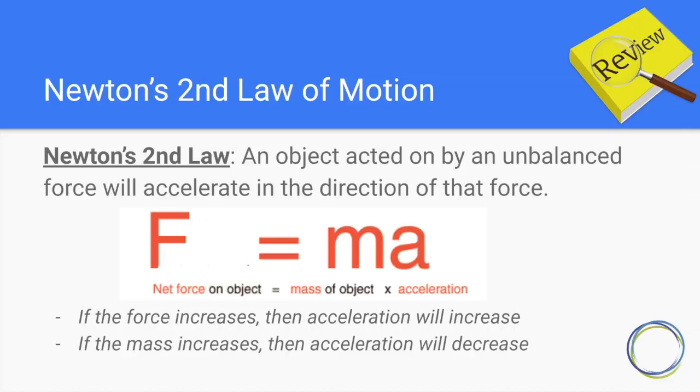So the last time we took notes, we wrote about Newton's second law of motion. An object acted on by an unbalanced force will accelerate in the direction of that force. So we've looked at some examples that if the force increases, then the acceleration will increase. And if the mass increases, then the acceleration will decrease. So now you're going to need to take out your notes, and I'm going to show you a short video of how to calculate for force or mass or acceleration in a bunch of practice problems.